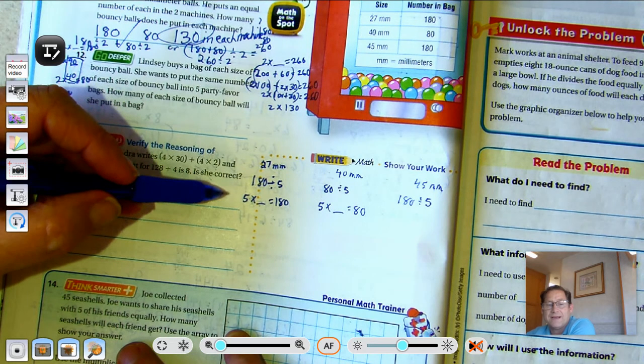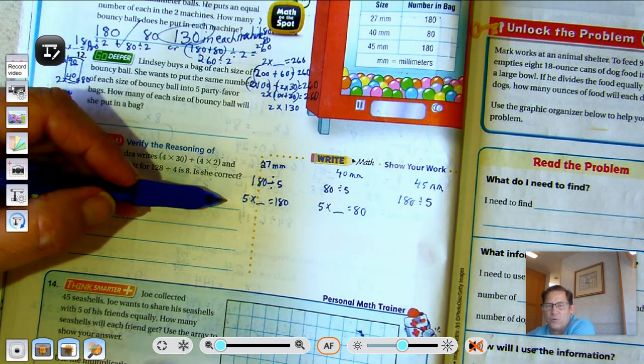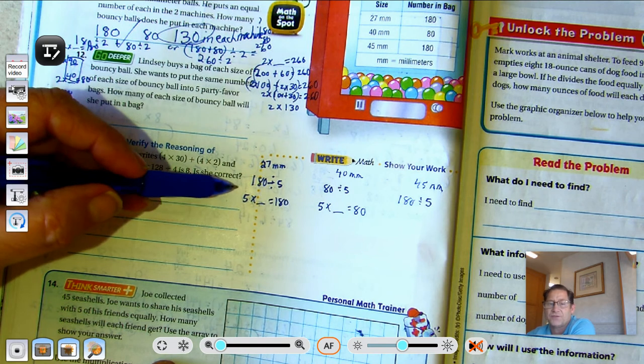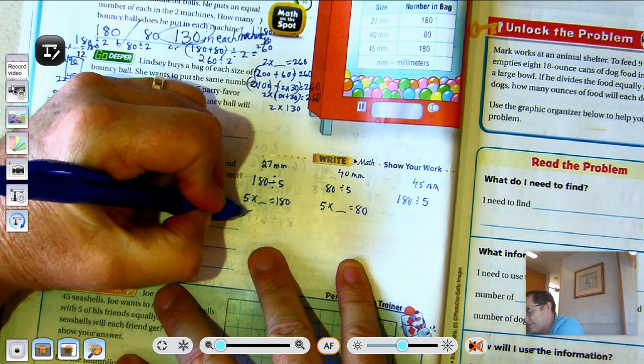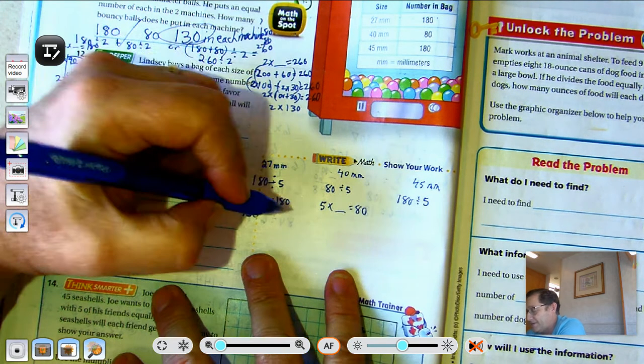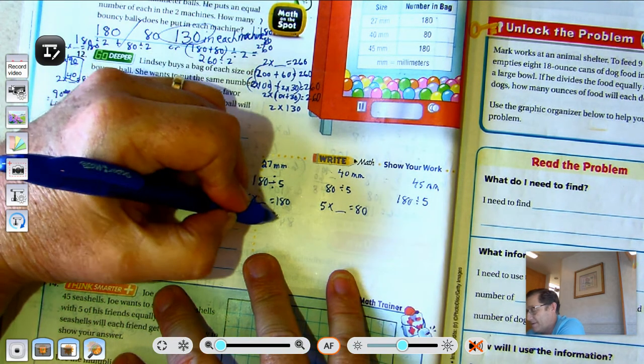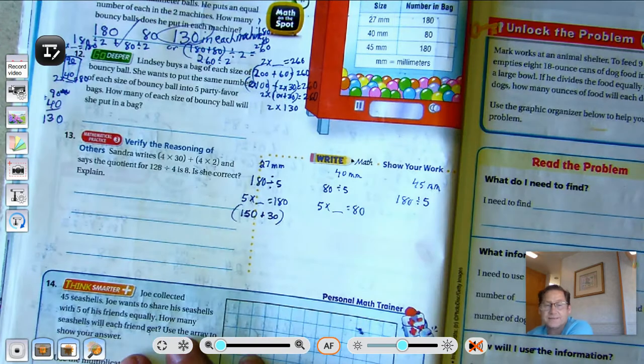Well, 5 times 10 is 50. I can keep more than that. 5 times 20 is 100. 5 times 30 is 150. So I'm going to take 150 plus 30 to get 180.